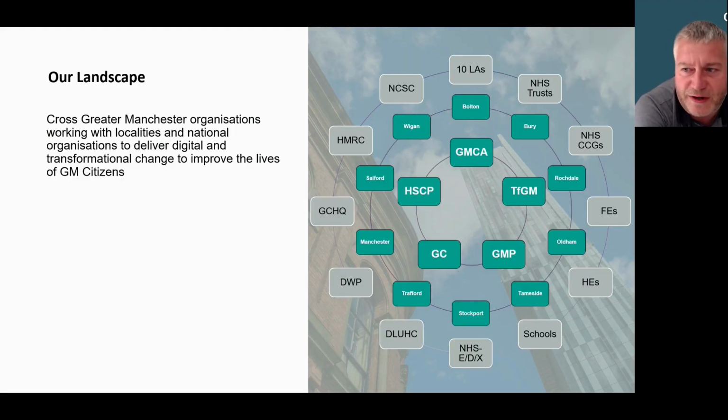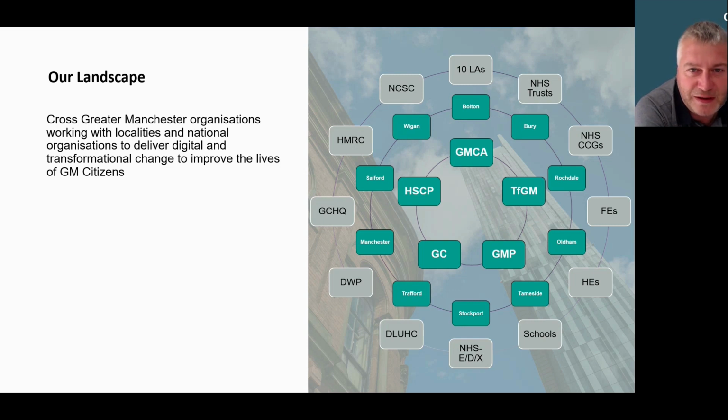And our landscape's really made up of quite a large number of different organisations that we work alongside. So there's the 10 local authorities that make up the city region. But there's also NHS Trust, currently CCGs, but that's changing into the Greater Manchester ICS shortly.